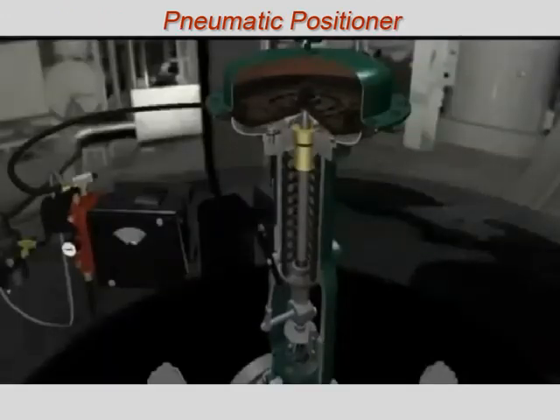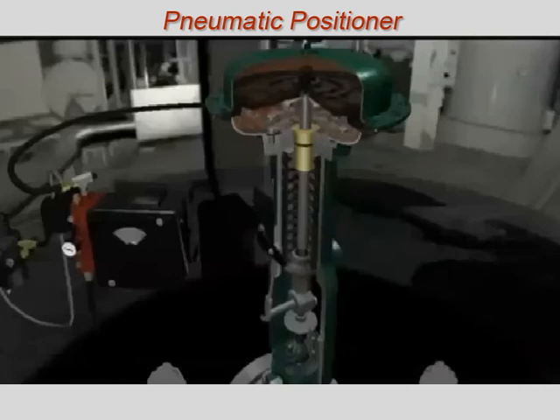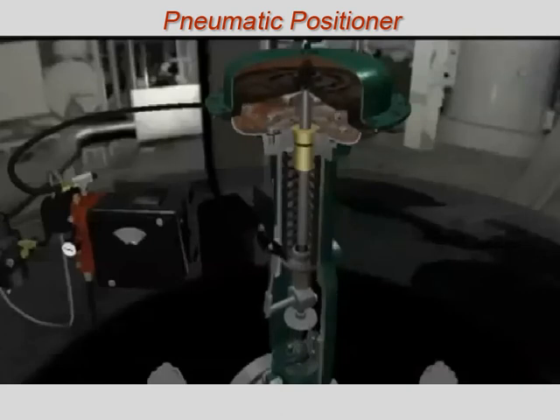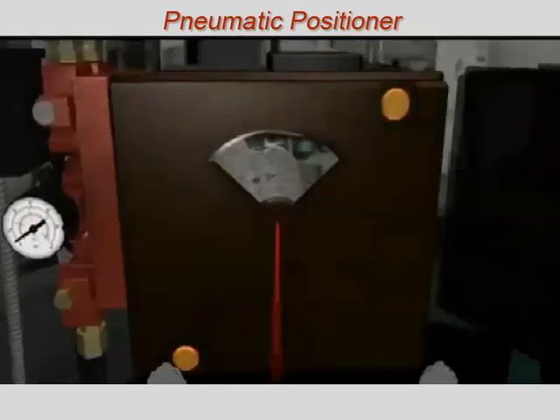This video shows an air-to-open actuator, forward acting, where air is supplied below the diaphragm with a normal seated valve. Supplying air will cause the diaphragm to move upward, opening the valve. If air is removed, the spring above the diaphragm will force the diaphragm down to close the valve. The positioner provides pressure to position the valve based on the control signal.